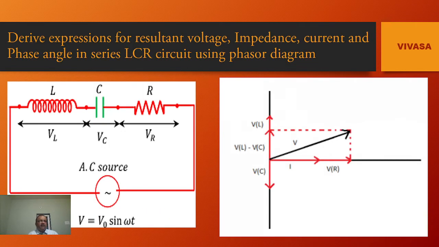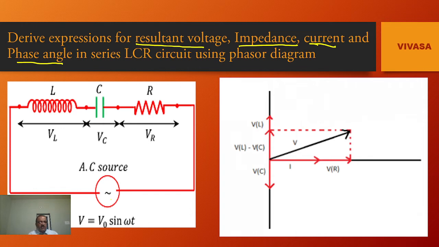Now, this is one of the most important derivations in the LCR circuit. The question is: derive the expression for the resultant voltage. You can see the expression here for the resultant voltage. This is the impedance and current, and also the phase angle. These are the four factors we want to derive here, and this is the circuit we can take for reference. It is an LCR series circuit, where L is the inductor, C is the capacitor, and R is the resistance.